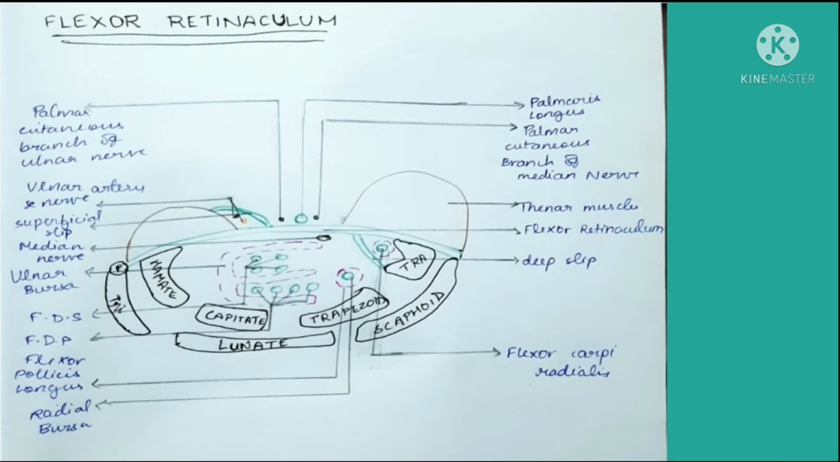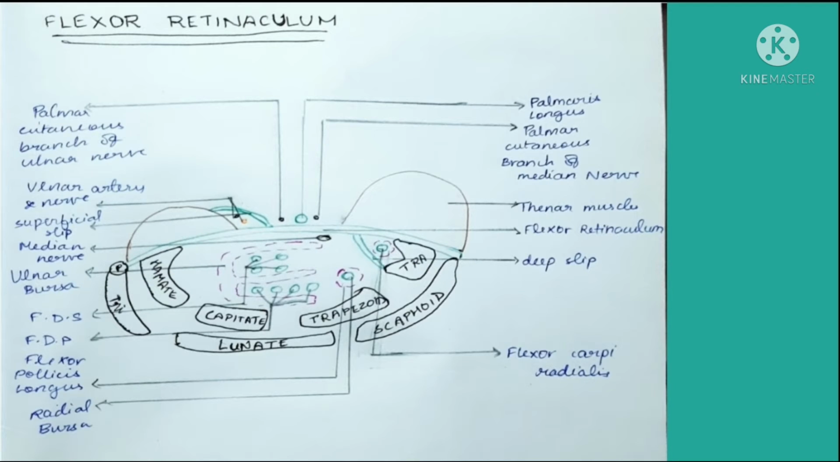The flexor retinaculum is attached to the carpal bones on the medial end and the lateral end. So on the medial end it is attached to the pisiform bone and the hook of the hamate, and on the lateral end it is attached to the crest of the trapezium and tubercle of the scaphoid.